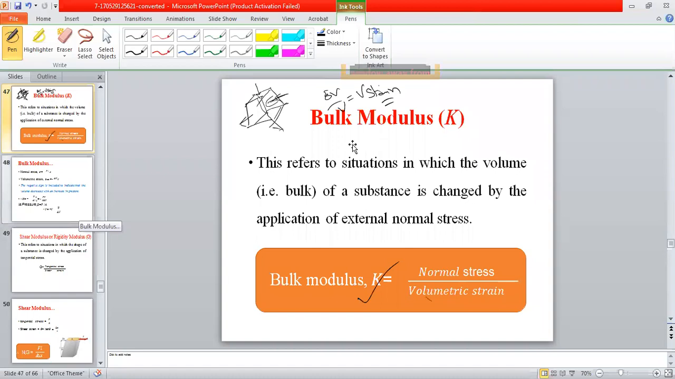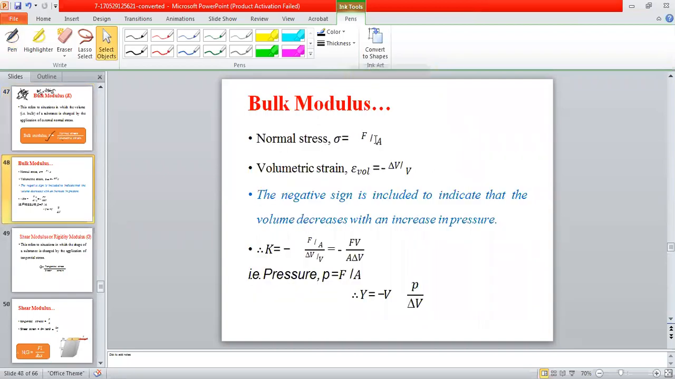So the formula here is: normal stress is again force by area, and volumetric strain is nothing but change of volume by original volume. Therefore the bulk modulus K is nothing but F by A, that is stress, divided by change of volume by original volume, that is volumetric strain. We can find the bulk modulus, that is K, by using this formula.